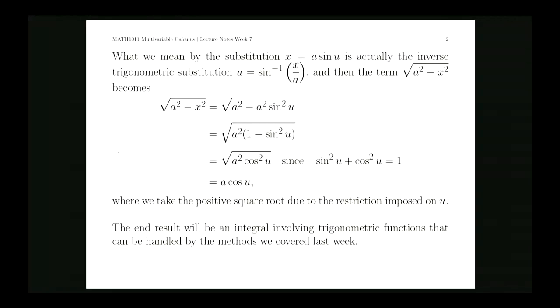It's called an inverse trig substitution because what we're actually doing is we're letting u equal inverse sine of x on a. And what will happen is that square root will magically disappear. It's not magic, of course, it's maths. But it will get rid of the square root for you. We take the positive square root due to the restriction placed on u in the third column. Then what you hopefully end up with is an integral involving sines and coses, or trig functions that you can handle. That's the aim.